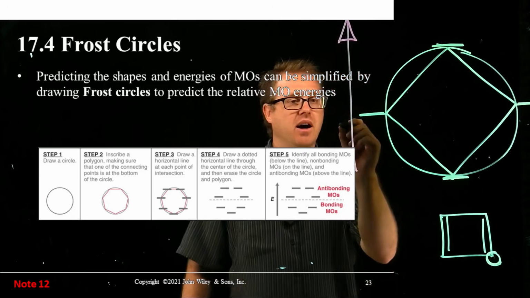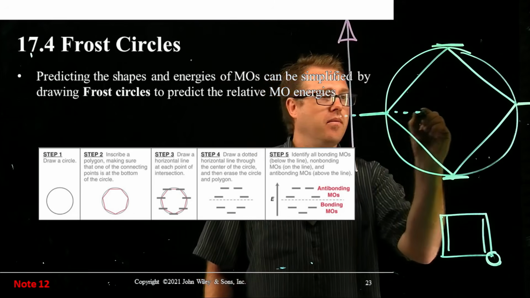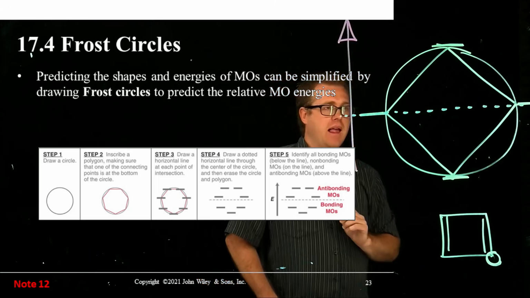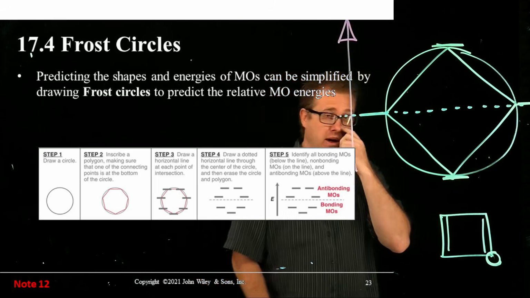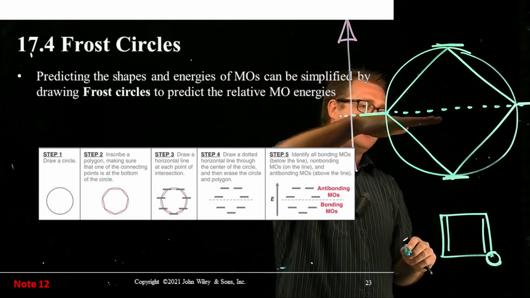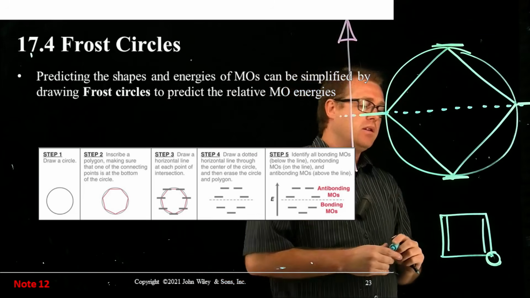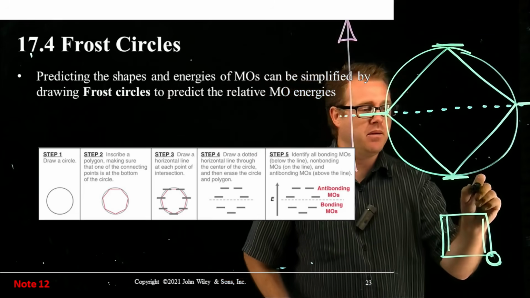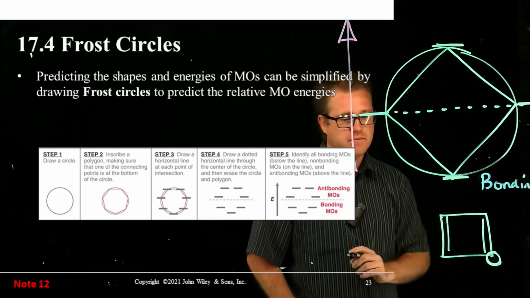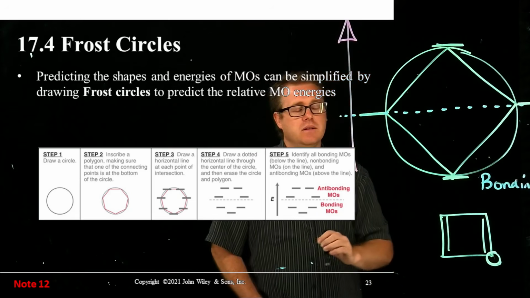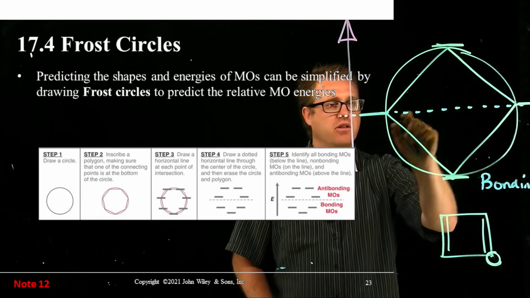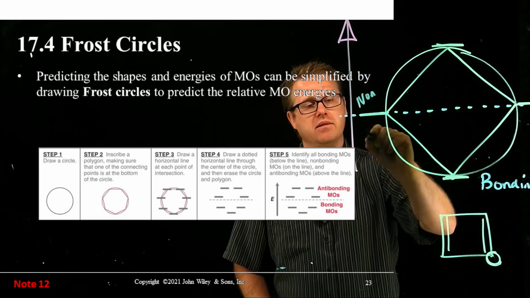You're going to take a dotted line and go right through the center of the circle. And doing that is going to tell us what type of molecular orbitals we have. Every molecular orbital below the dotted line is going to be a bonding molecular orbital. Everything that's right in the middle, right there, those are going to be non-bonding.